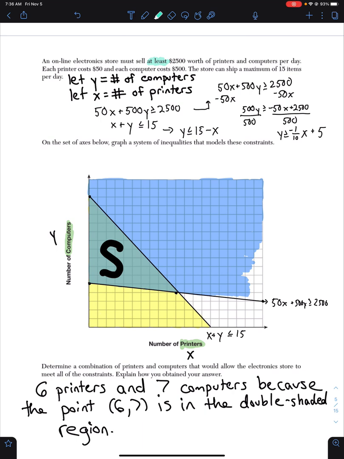And determine a number of printers and computers that would allow the electronic store to meet all constraints. Just name a solution in a double shaded region, the solution set of both inequalities. So I said 6 printers and 7 computers because that's in the double shaded region. You also could say that 6 printers and 7 computers, or any point in the double shaded region, meets the constraints of both inequalities. You can plug them in algebraically. So that's it. There's a bunch of practice after this.